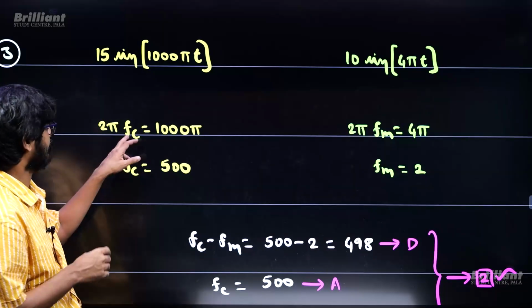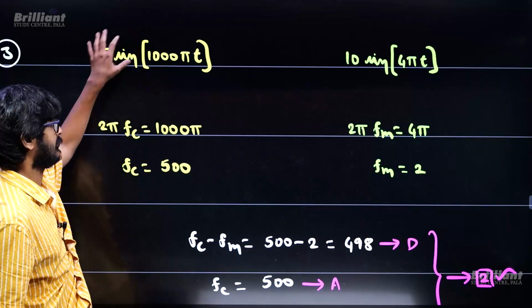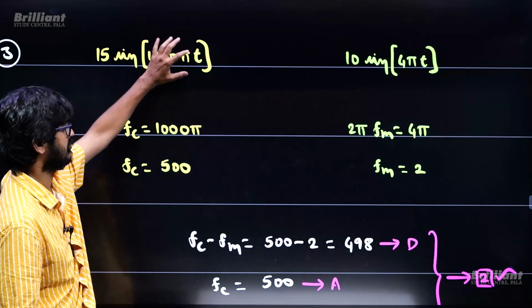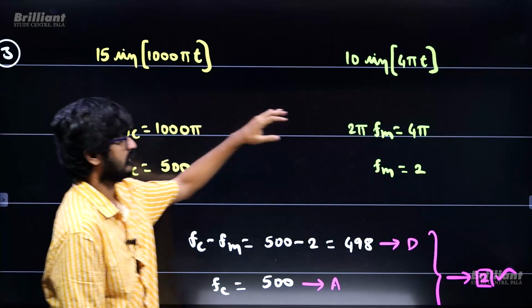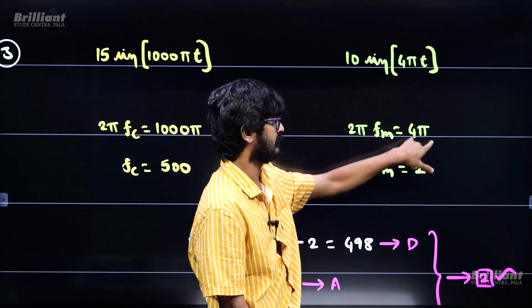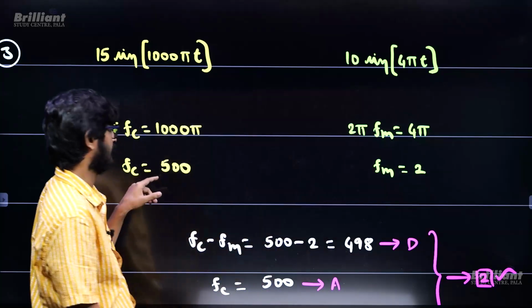So what is the carrier wave frequency? Yeah, this is the carrier wave. So carrier wave frequency, 2 pi f will be this thing, right? So which will be 500. So what is the modulating frequency? Then it is 2 pi into f equals 4 pi. So from here you will be getting 2, from here you will be getting 500.